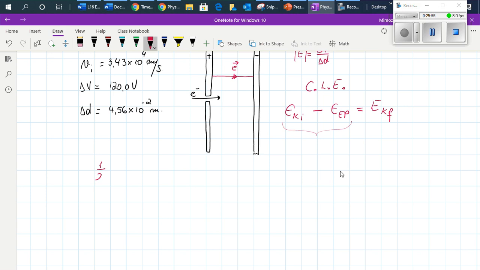So in this case, we'll have 1/2 times the mass of the electron, which is 9.11 times 10 to the power of negative 31, times 3.43 times 10 to the power of 4, the whole thing to the power of 2, minus the change of voltage, which is 120, times the charge of the electron, which is 1 elementary charge, so 1.60 times 10 to the power of negative 19. Let's see now if this is positive. If this is positive, that means that the electron will reach the other plate.